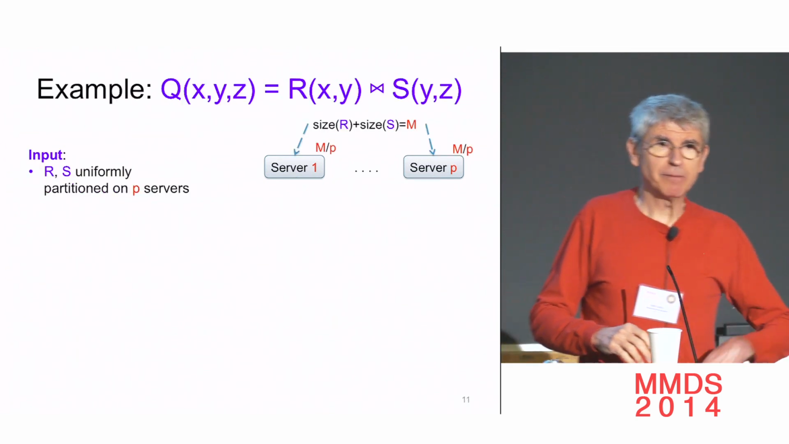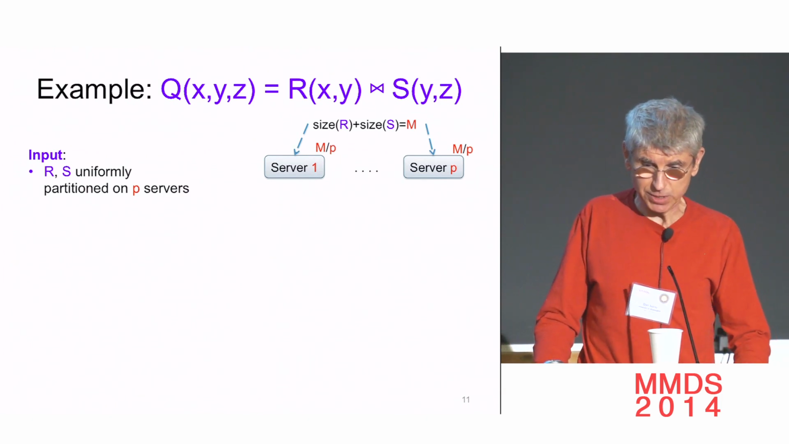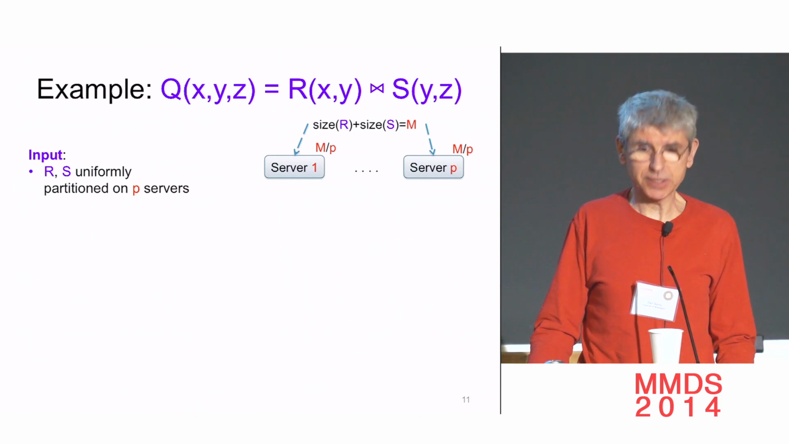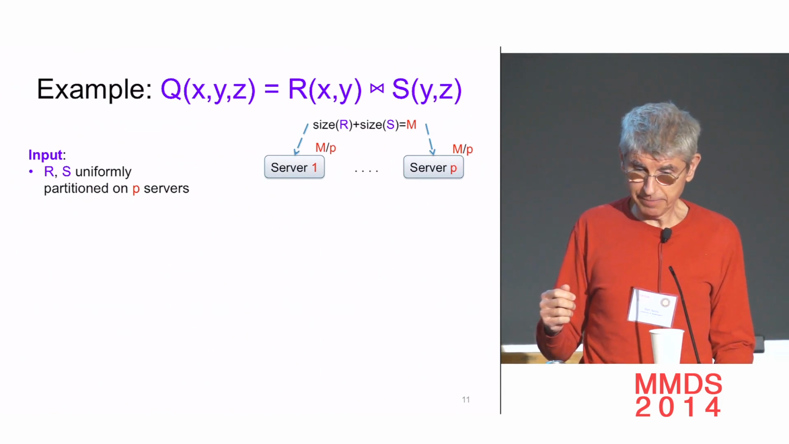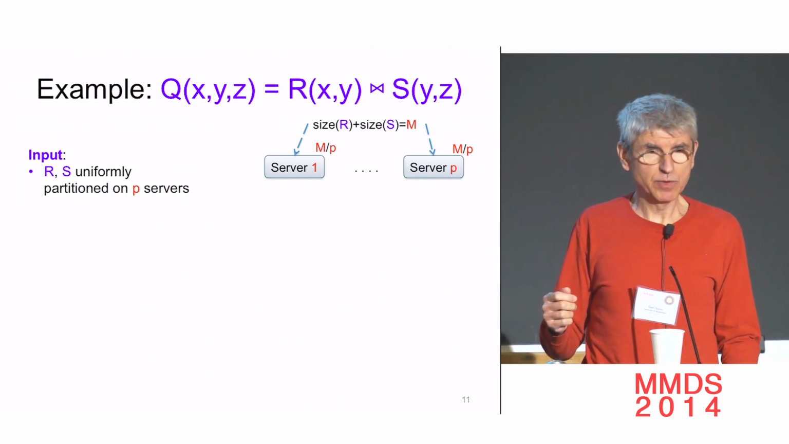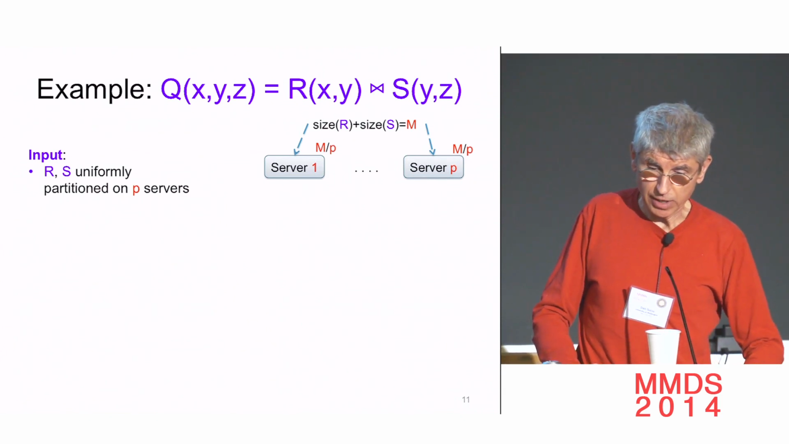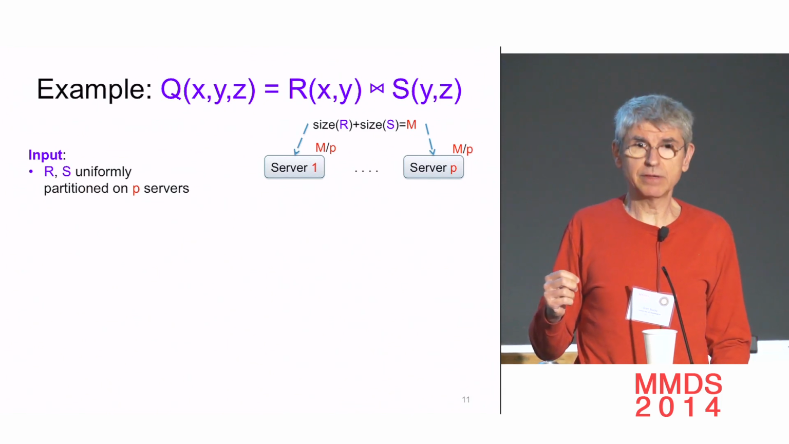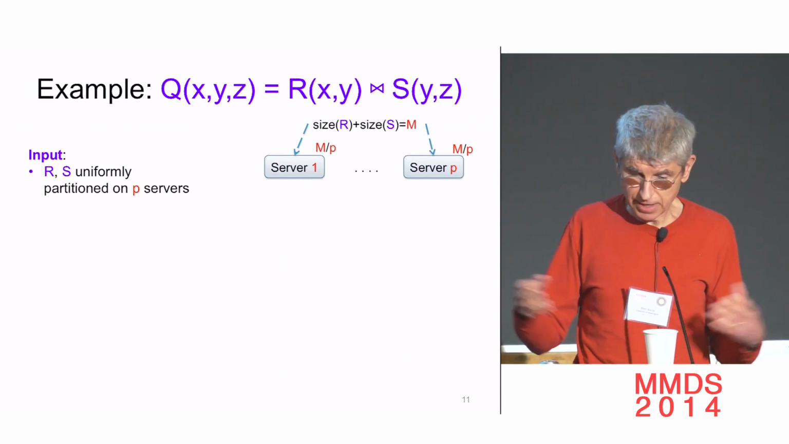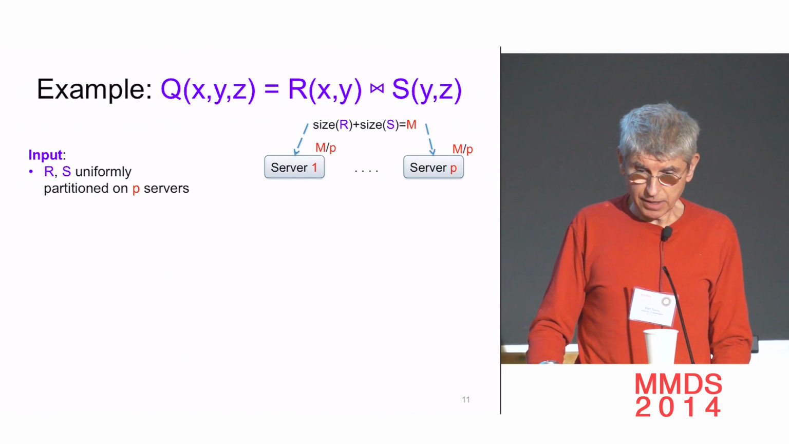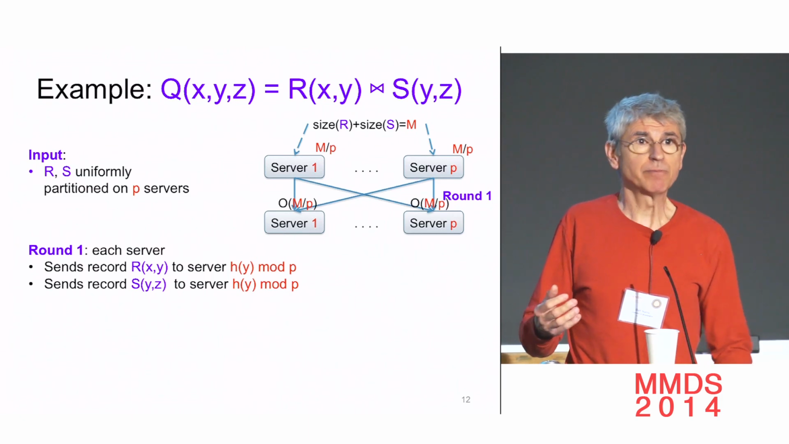Let me show you a simple example with a bread and butter problem in database processing, which is computing the join of two relations. So R of x, y, think of it as a table, has attributes x, y. S has attributes y and z. We want to compute their join. Initially, the data is partitioned on the P servers. Maybe half of them store the relation R, half of them store the relation S, or maybe they're partitioned some other way. And the standard way to compute a join is in one round.